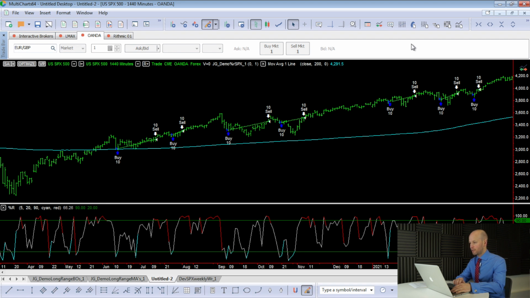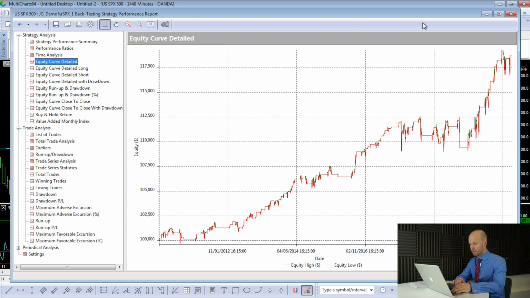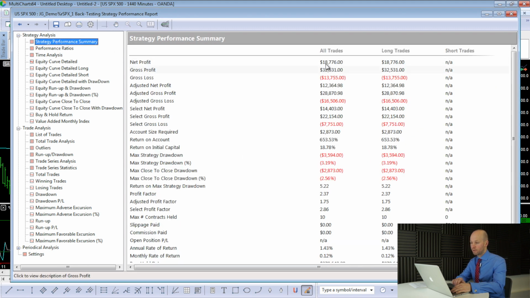So let's have a look at the strategy performance report. There's the equity curve, which is pretty good, a bit of a wobble through 2018 and 19, but very strong again recently. Remember, we're just going long only. It made a total of almost $19,000. Again, remember this is the CFD, so the dollar value will be different to that of the E-mini.